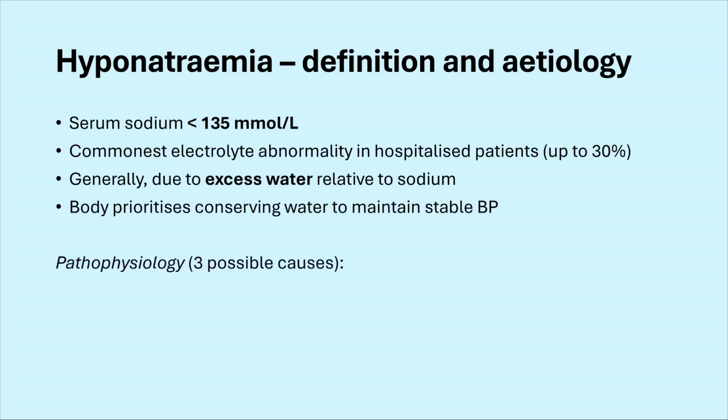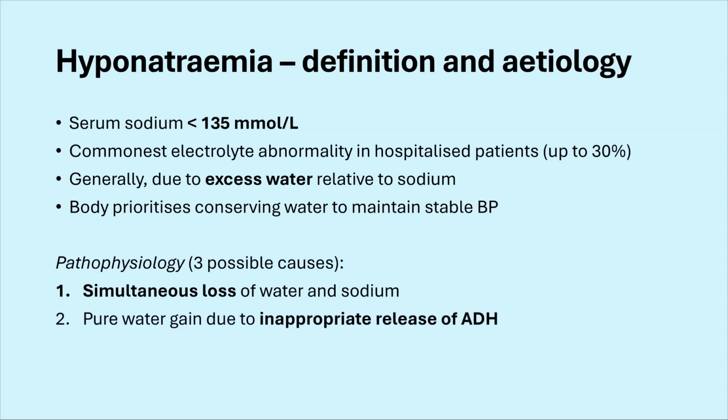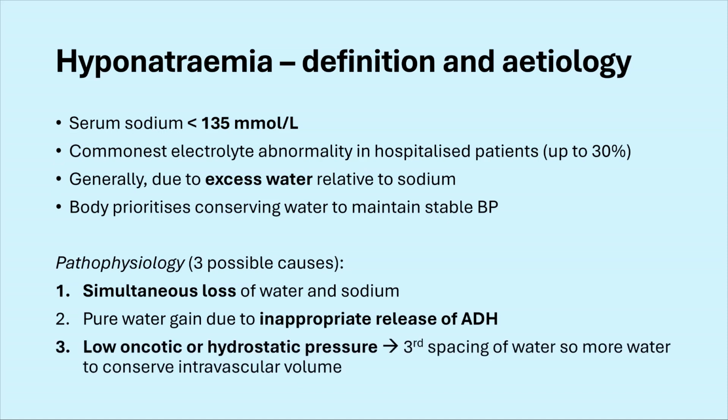Generally, there are three main causes of hyponatremia. One, it's a simultaneous loss of both water and sodium. Second is pure water gain due to inappropriate release of antidiuretic hormone, ADH. Or thirdly, it is due to low oncotic or hydrostatic pressure, which can lead to third spacing of water, and hence more water is conserved to restore intravascular volume.